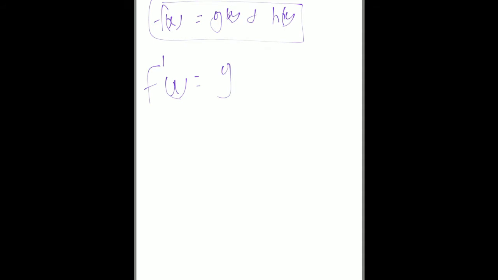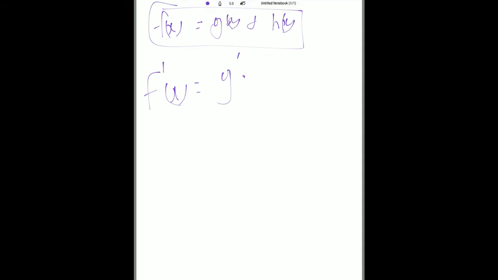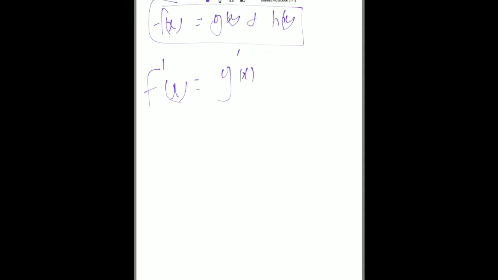How exactly do we do that? All we do is just differentiate these. So if f of x is equal to g of x plus h of x, then f prime of x is equal to g prime of x plus h prime of x. As simple as that. Let's look at an example.